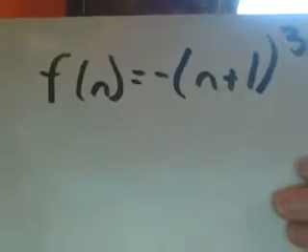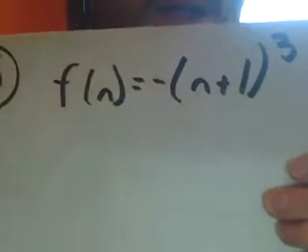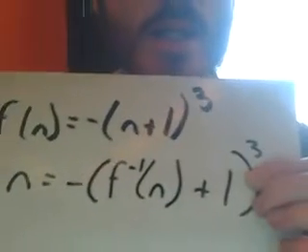So we're given f of n is equal to negative n plus 1 cubed, and we have to determine if that g of n is indeed the inverse. So once again, what do we do? Well, we're starting with this function. We're once again going to switch places with the variable, so f of n becomes simply n, and n becomes f inverse of n. So you should get something that looks like this, okay?